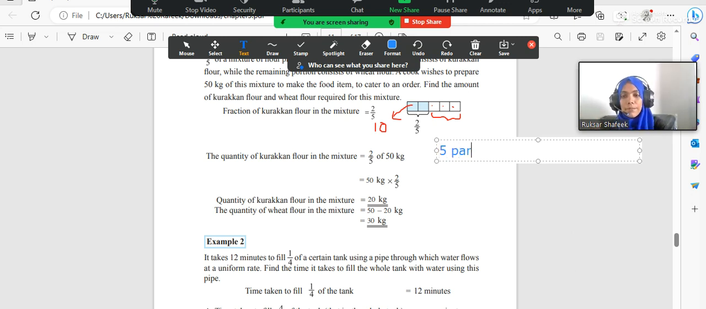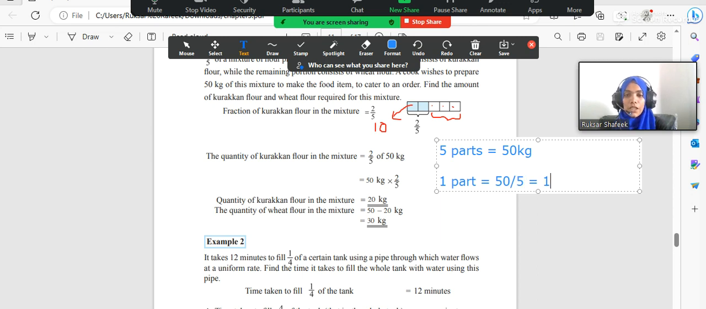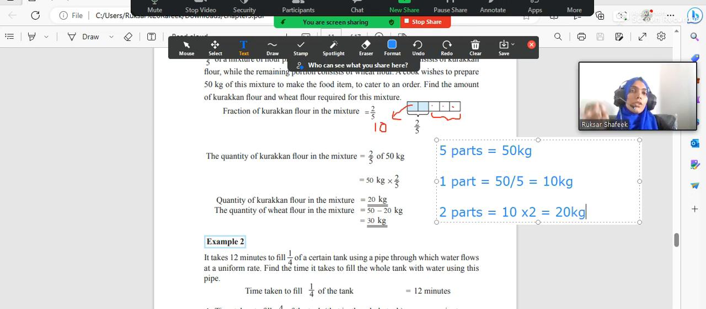5 parts is equal to 50 kilograms. And you need to find how much 1 part is equal to. So 1 part is equal to 50 divided by 5, which gives me 10 kilograms. And then now we know that Kurakang had 2 parts. So to find the 2 parts, I'm going to multiply 10 by 2, which gave me the answer 20 kilograms. So that's how we can work these questions out.